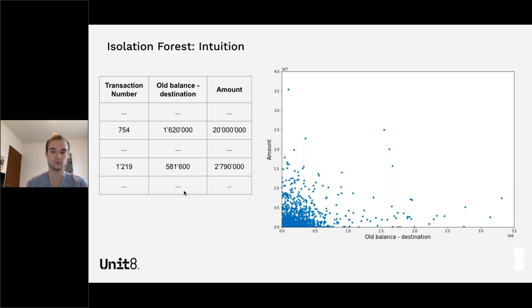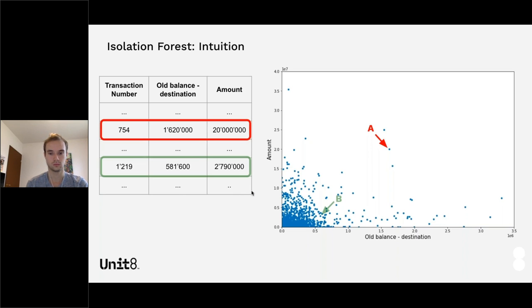Every dot here corresponds to 1 transaction. So if we take a look at the 2 highlighted transactions and we call them transaction A and B, you can see that transaction A is far away from most transactions, meaning there are few transactions similar to it. Transaction B is close to a large cluster of transactions, meaning there are many transactions like it. So to a human, it makes intuitive sense that transaction A is much more unusual than transaction B. So we would like our anomaly detection system to get to the same conclusion.